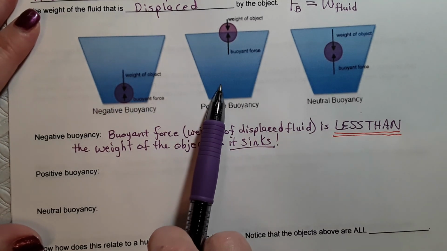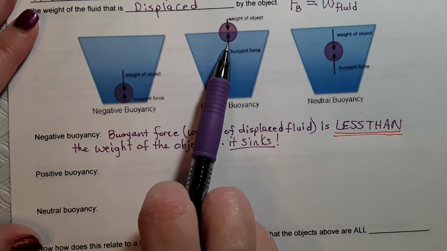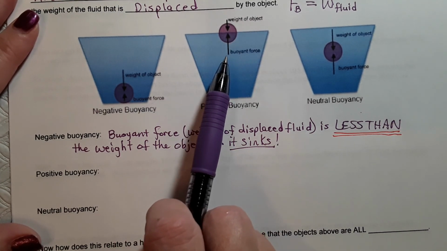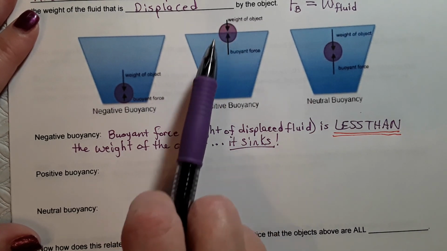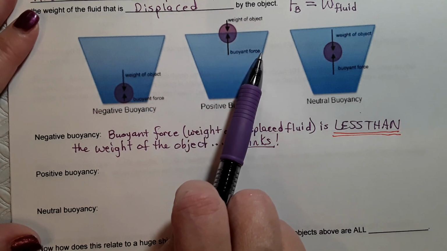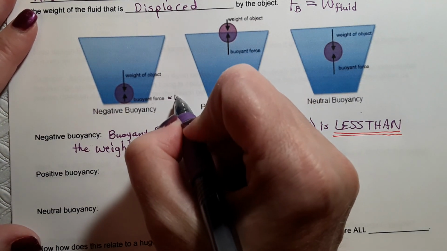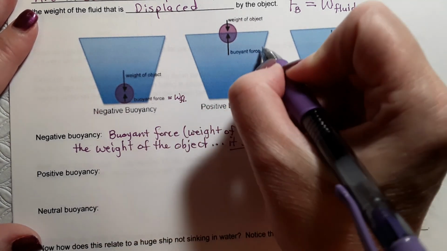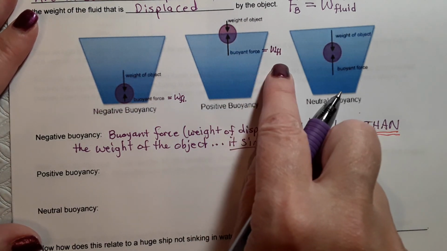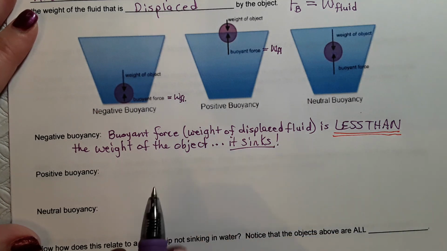Then there's positive buoyancy. Now, positive buoyancy takes place when the weight of the displaced fluid is much greater than the weight of the object. In other words, the weight of the displaced fluid, the buoyant force. And you know what we're going to do here? We're going to put this right here. The weight of the fluid, okay, the weight of the fluid displaced. That's FL for fluid. That's not an H.